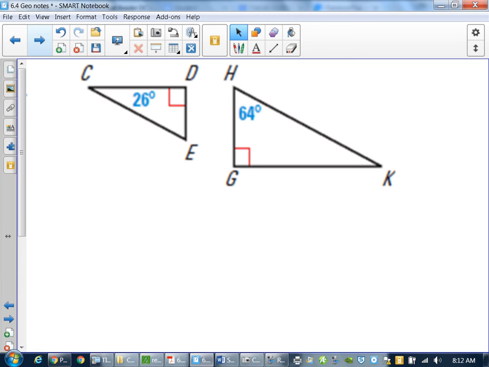So, what does that little box mean in a triangle? Right angle. But if we have the right angle on 2 different triangles, aren't those 2 angles going to be congruent? Yeah. So we have to figure out what the measure of angle K is and what the measure of angle E is. So, guys, come on. How many degrees are in a triangle? 180. Take out the 90, what's left? 64. 90. Subtract 64 from 90, what do you get?